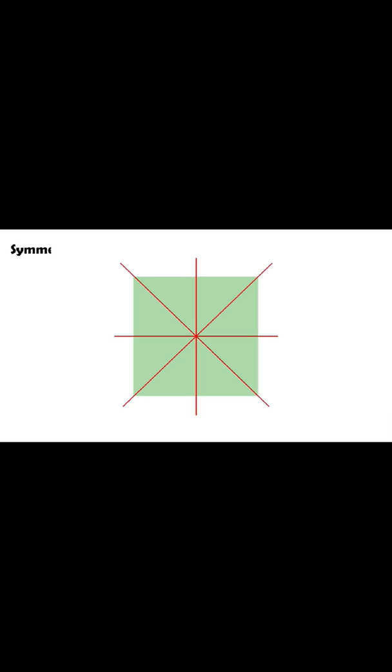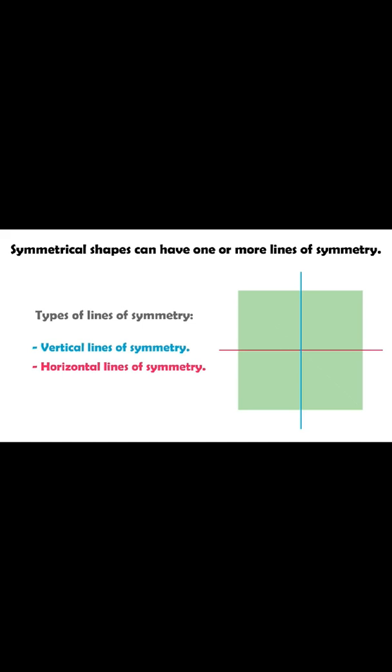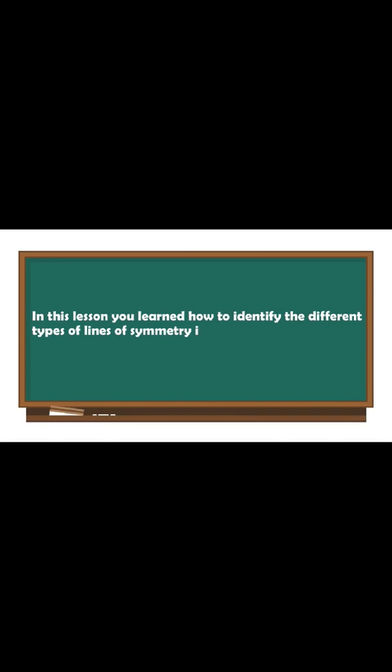To summarize, a symmetrical shape can have one or more lines of symmetry. The type of the line of symmetry depends on how the line splits the shape into two identical halves. There are three types of lines of symmetry: a vertical line, a horizontal line, and finally, a diagonal line of symmetry. In this lesson, you learned how to identify the different types of lines of symmetry in a symmetrical shape.